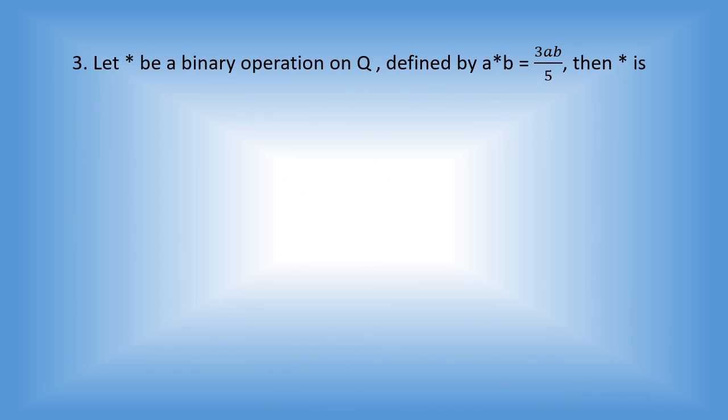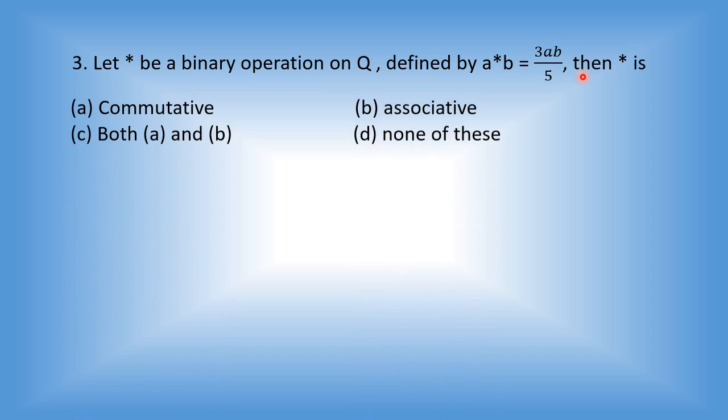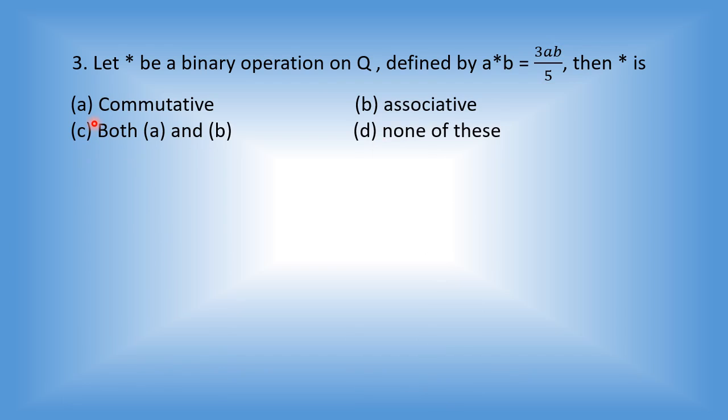The third question: let star be a binary operation on Q, the set of rationals, defined by A star B is equal to 3AB divided by 5. Then star is. You have to check whether star is commutative, associative, both commutative and associative, or none of these. We know the definitions of commutative and associative. We check here. Given A star B is equal to 3AB divided by 5.